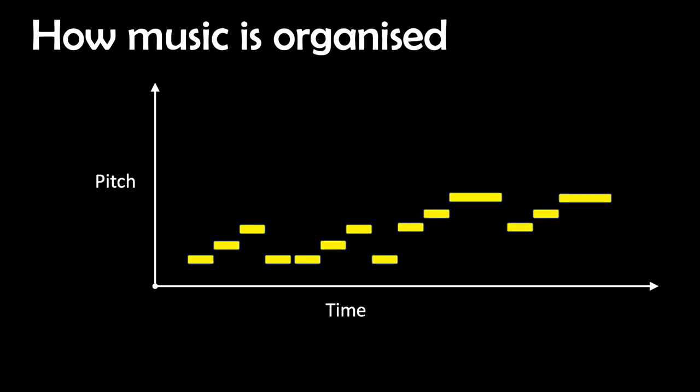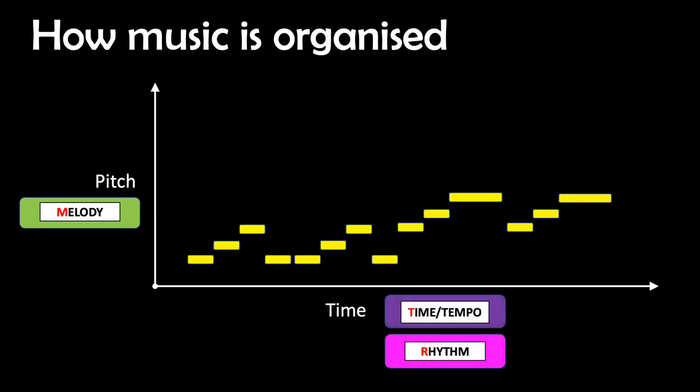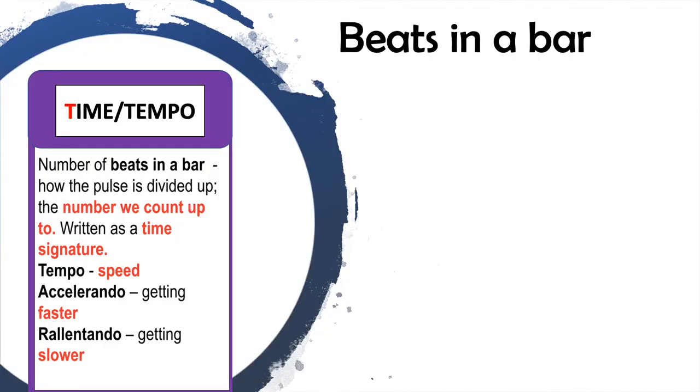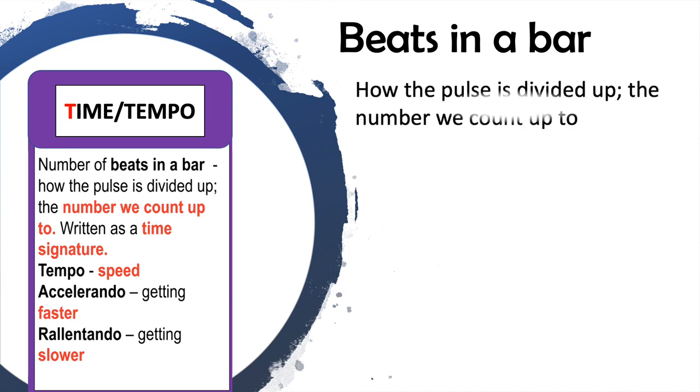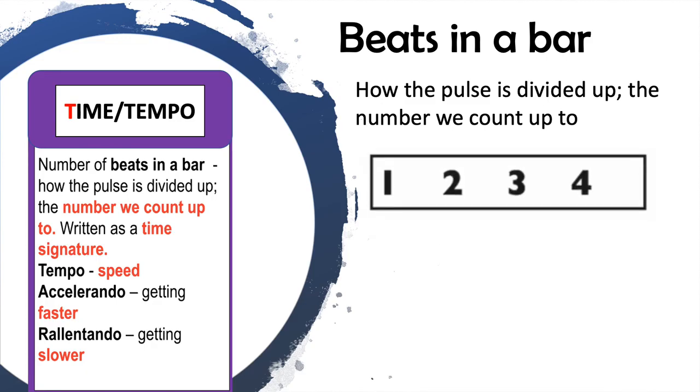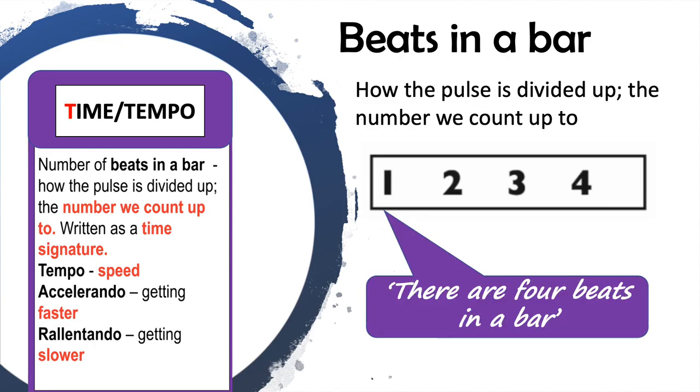In part 1, we looked at melody and how melodies are played with articulation. Today we are going to look at the things that are to do with time, counting beats in a bar, tempo and rhythm. What do we mean by beats in a bar? We're talking here about how the pulse is divided up, or what number we're counting up to with the music. A lot of the time we're counting up to 4, although other common numbers for this are 3 and 2. If we're counting up to 4, we would say there are 4 beats in a bar.